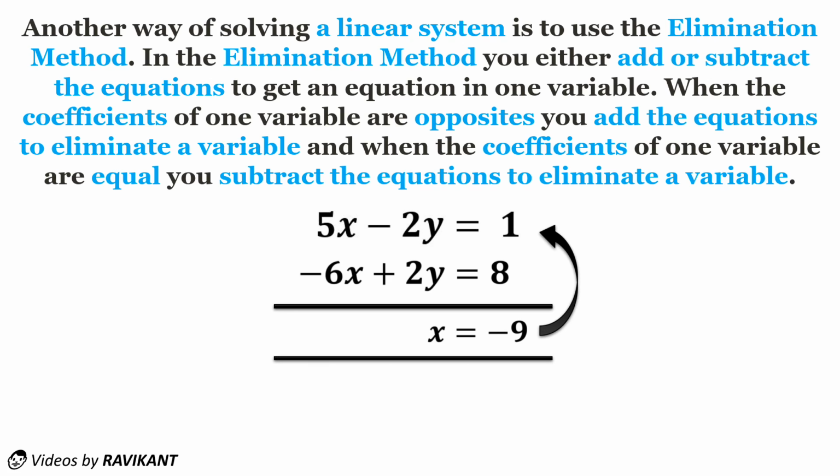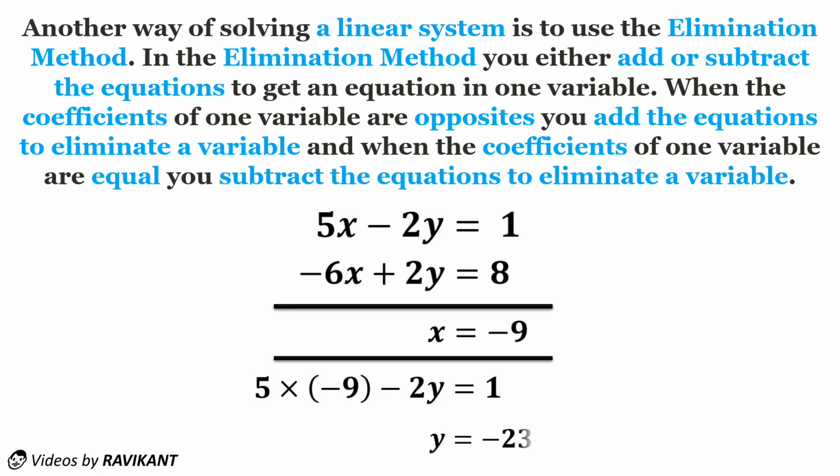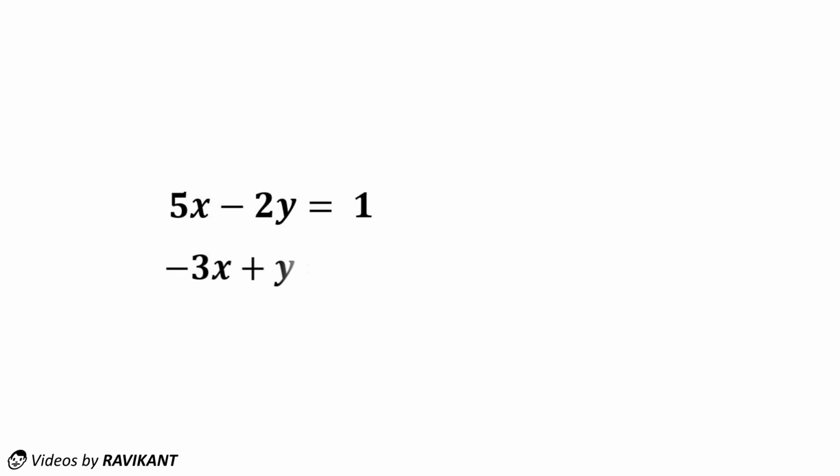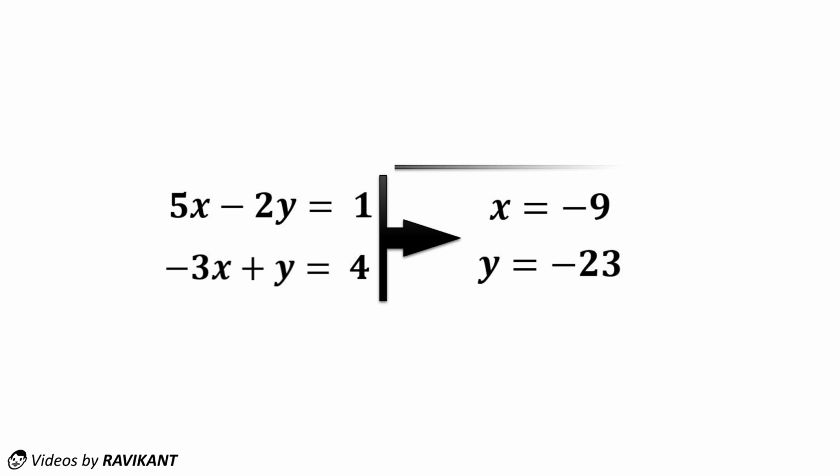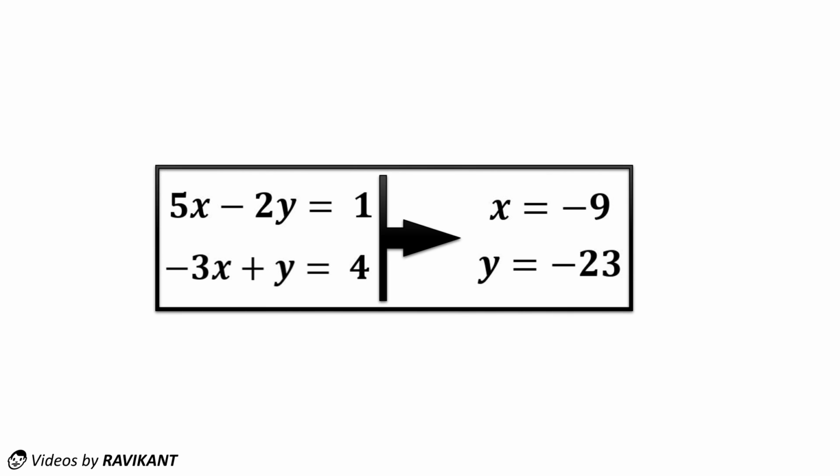Now we substitute the value of x in the first equation. You can put this value in either equation; it totally depends upon you. So after substituting, we get the following equation. After solving, we get the value of y, which is equal to -23. So by this method, we also get the same result, the same values of x and y, -9 and -23 respectively. So you can also use this method to solve a linear system.